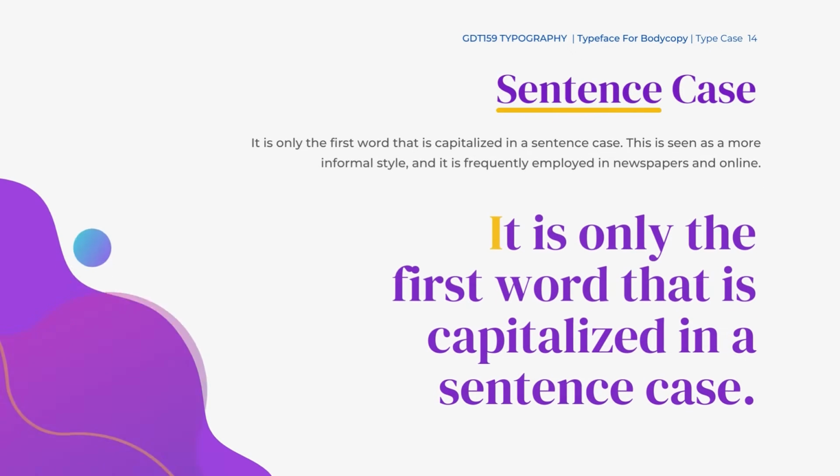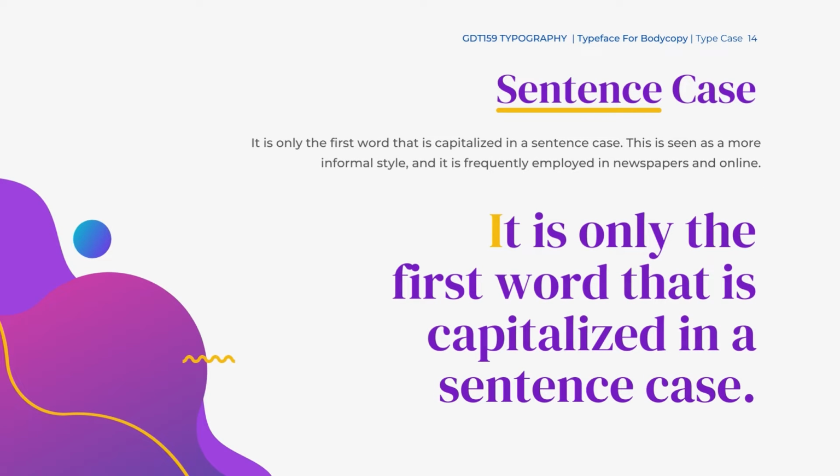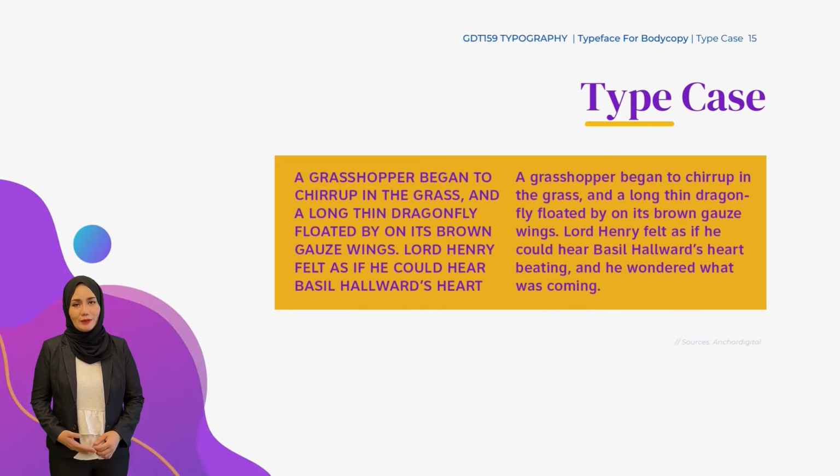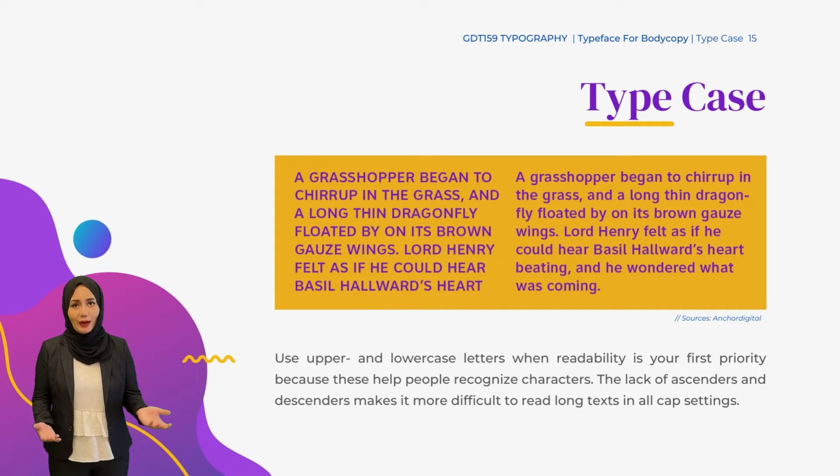Sentence case. It is only the first word that is capitalized in a sentence case. This is seen as a more informal style, and it is frequently employed in newspapers and online. It is only the first word that is capitalized in sentence case. This is a sample of typecase.